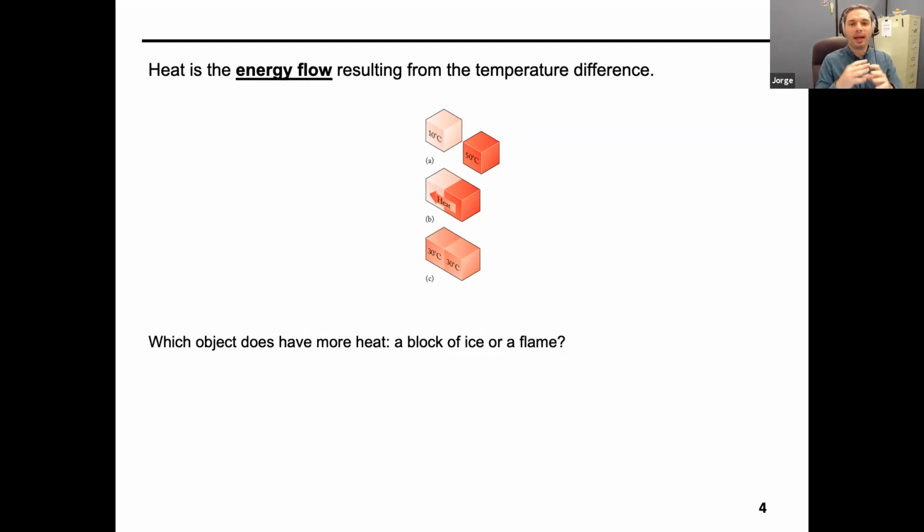Okay? Every time you have different temperatures, energy will flow from the hottest to the coldest, and this flow is called heat until they reach thermal equilibrium, which means same temperature for both bodies or for everybody that's involved in the system.